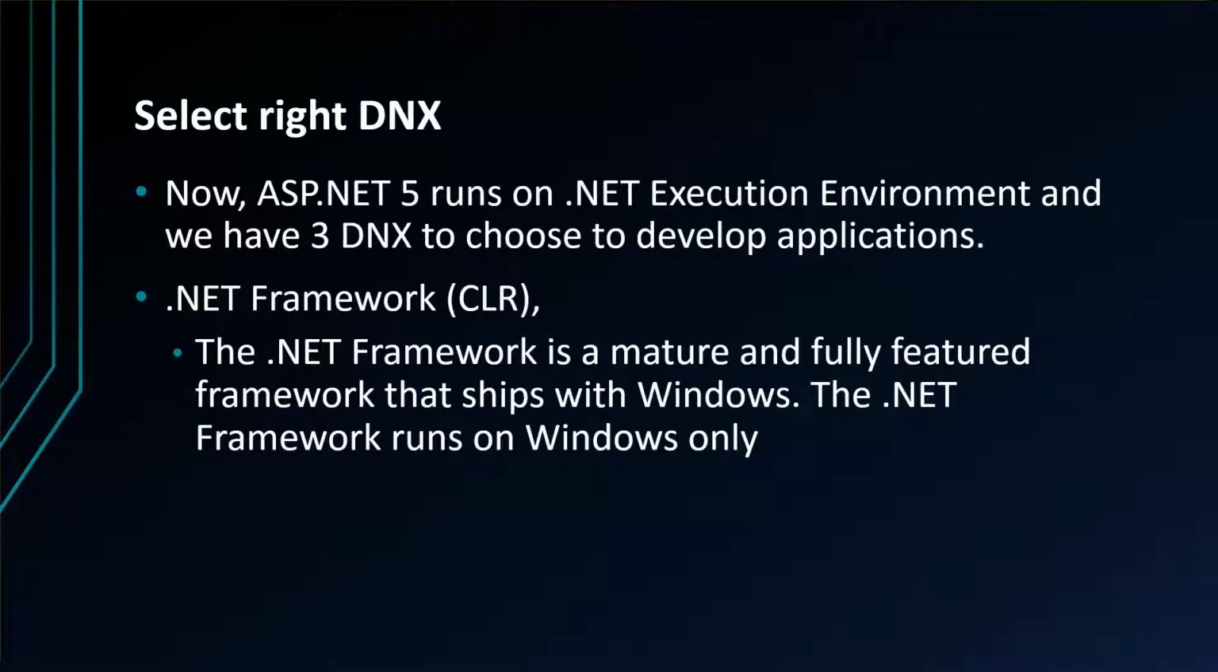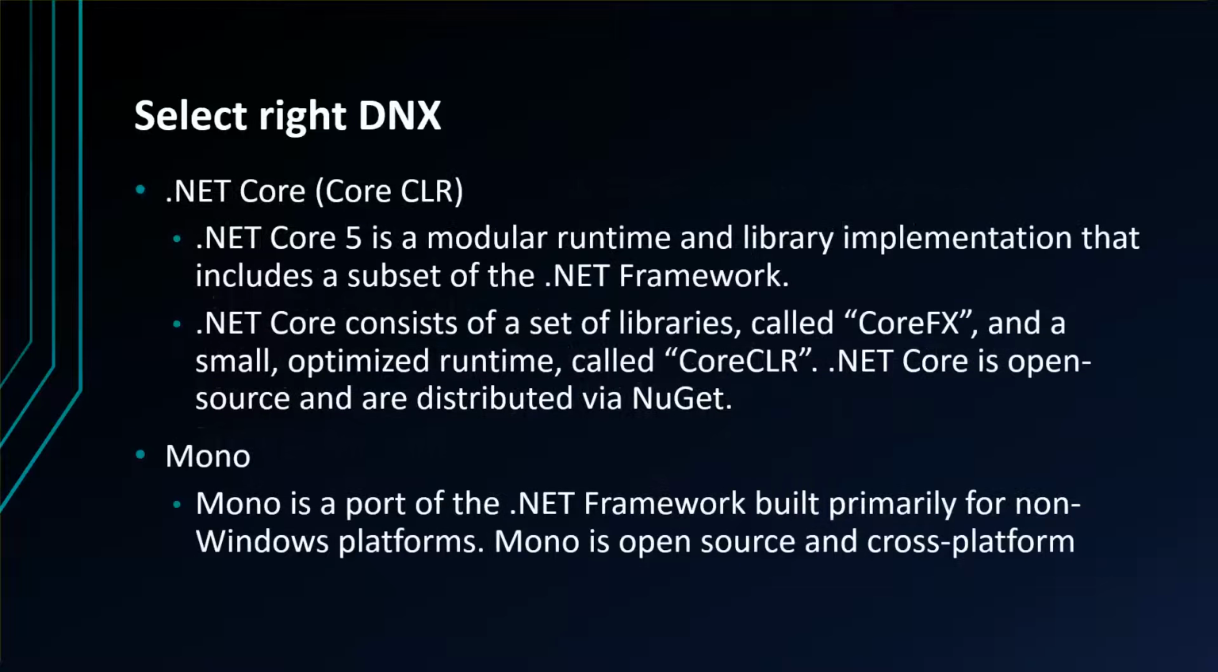Now ASP.NET runs on the .NET execution environment, which we already know, but we have three DNXs to choose from to develop our application. The first one is the .NET main framework, that is the CLR, and the second one is .NET Core, as I gave complete information about all three frameworks in the first video. .NET Core is a modular runtime and library implementation, a subset that has been extracted and made into a tiny small framework for supporting multiple operating systems.